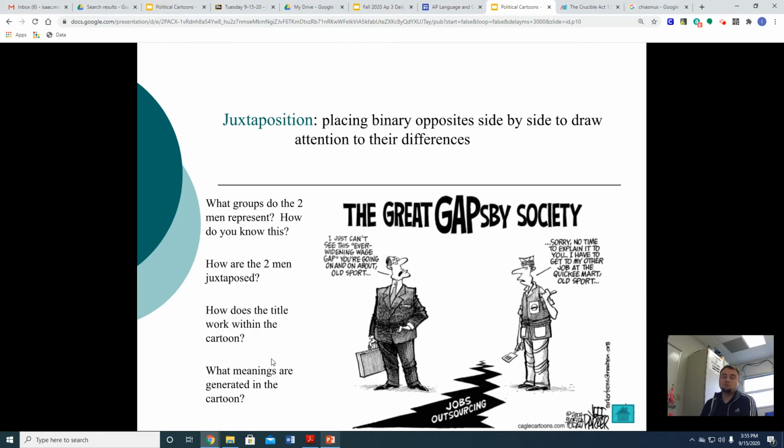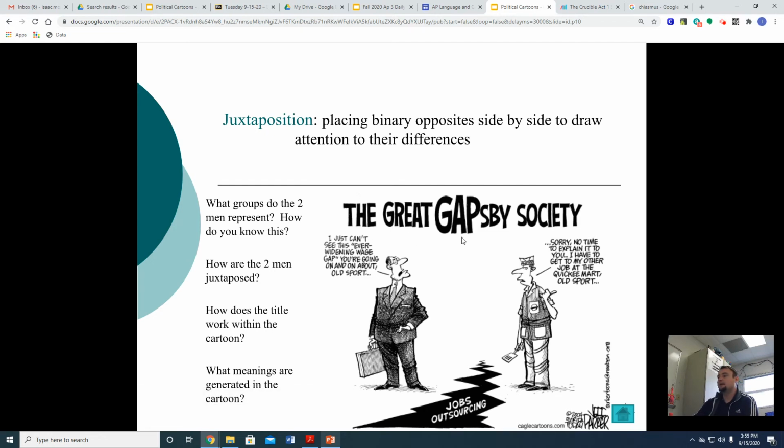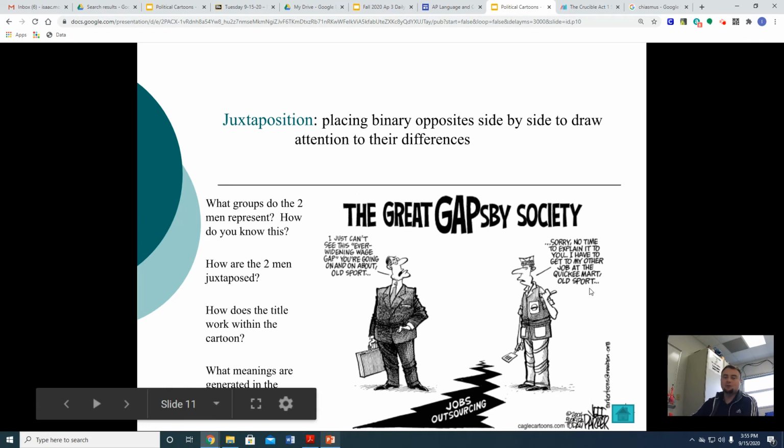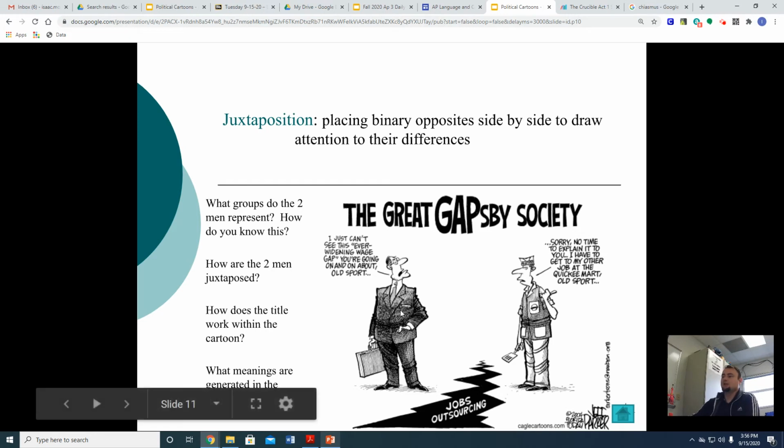Juxtaposition. So again, this works for literary terms as well. It's when you place binary opposites, so two things that are very different, side by side to draw attention to their differences. So you have the Great Gatsby Society. So obviously this is a play on The Great Gatsby. You can see a reference to Old Sport, which Gatsby says quite a bit in that novel. And here it's just trying to portray the difference between the wealthy and the working class.